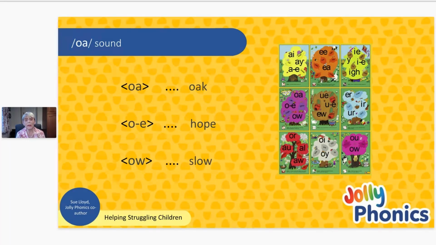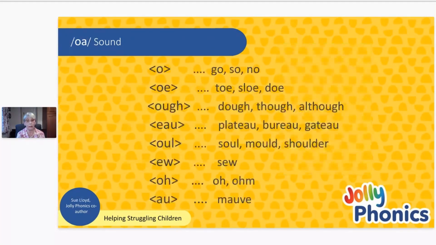And these are the most common ones. If only it stuck to that, it would be a lot more helpful. But no, look, we have other ways. Sometimes it's just the letter O itself. Nearly always says its usual sound, but in these few words it says O. Sometimes it's OE, says the O. Not many of them. OUGH, there's your 4 letters, like in though.